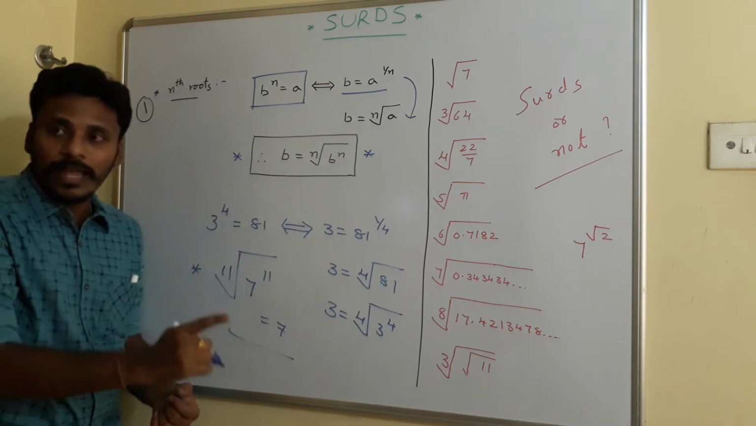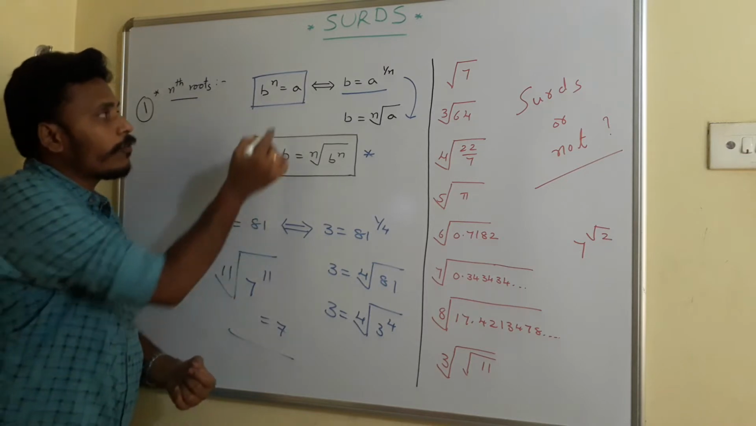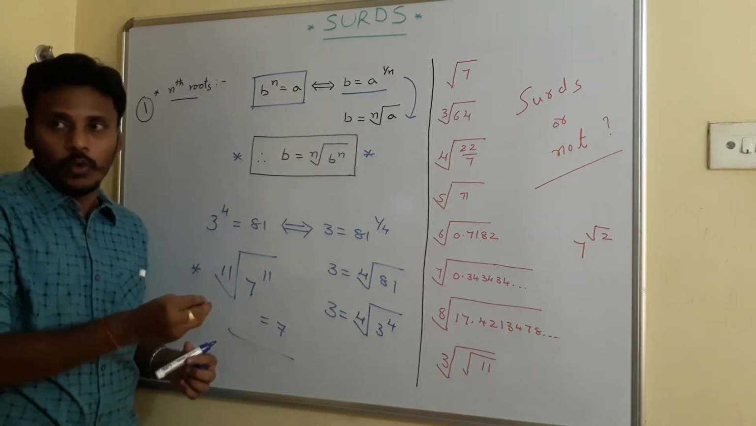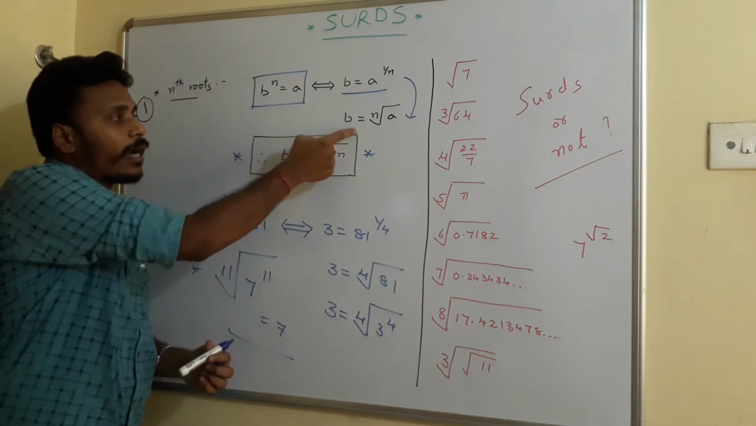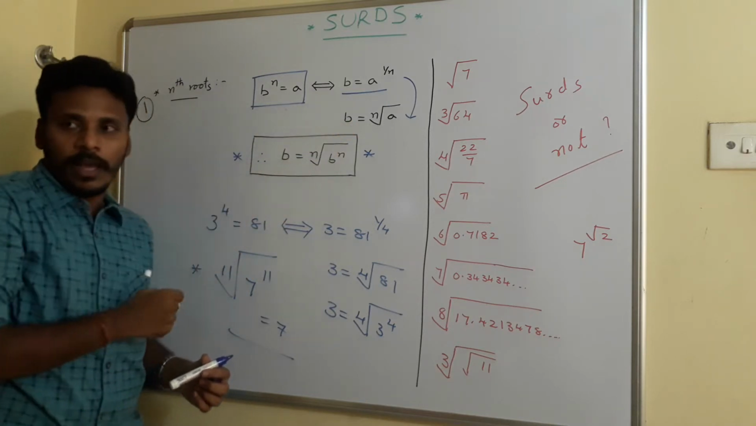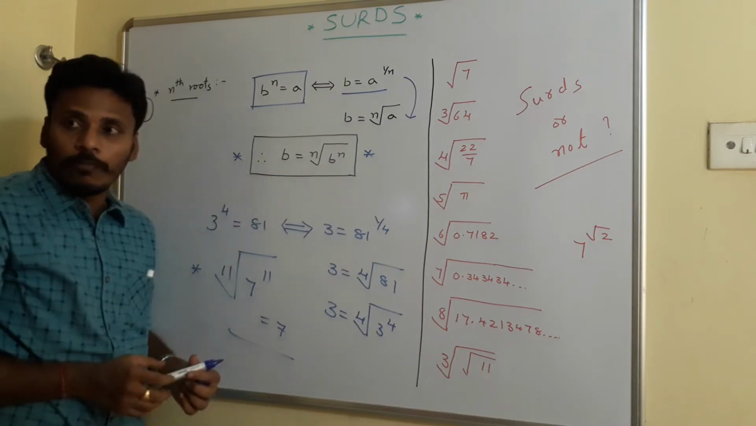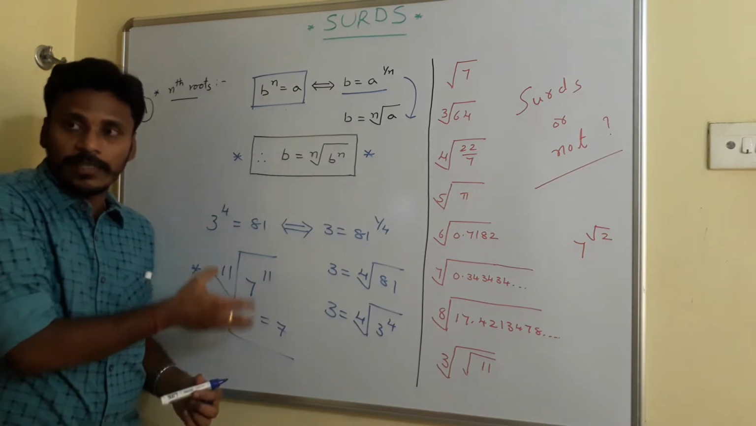The first thing is about the nth root. So what is the nth root? If b power n is equal to a, then b is equal to a power 1 by n, which is the nth root of a. And by combining these two, we have this fundamental law. I think you are all aware of this. Right? So nth root of b power n is b. I mentioned an example here.